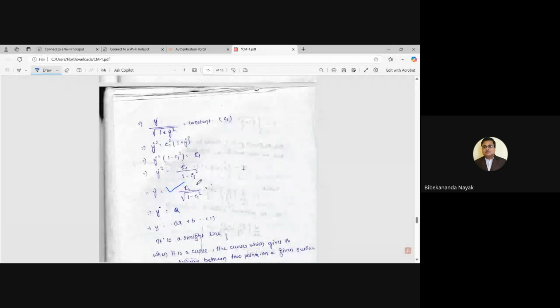Since y dot is dy by dx, dy by dx is a constant, so y is the integration of dx plus a constant, ax plus b. So we found the final equation y is equal to ax plus b, which is nothing but the equation of a straight line.